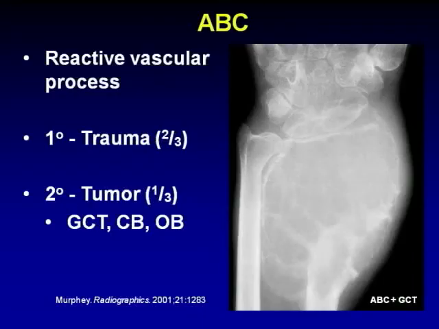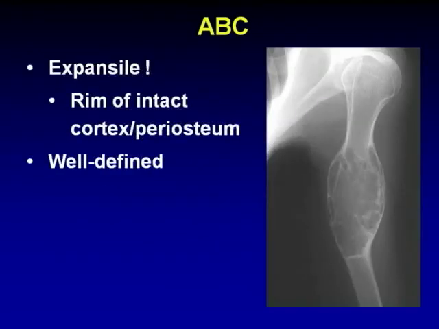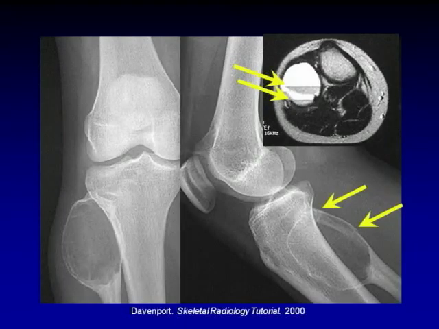Aneurysmal bone cysts. They're often considered reactive vascular processes that may be associated with a history of trauma or certain other tumors, namely giant cell tumor, chondroblastoma, and osteoblastoma. They aren't called aneurysmal for nothing. They are expansile, and they have typically a rim of intact cortex and periosteum while maintaining a well-defined appearance.